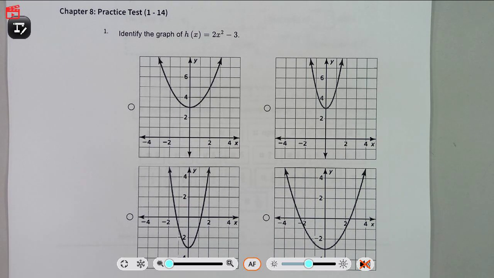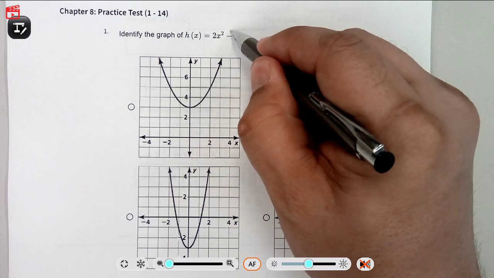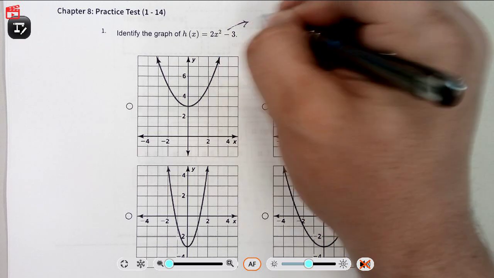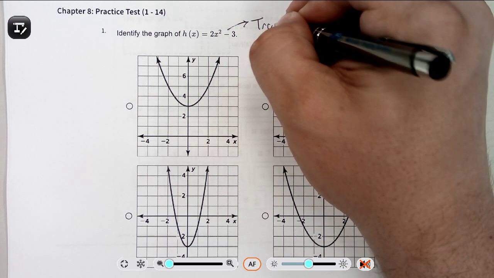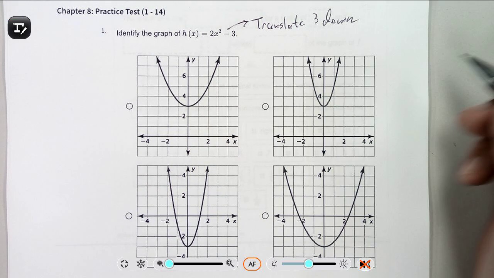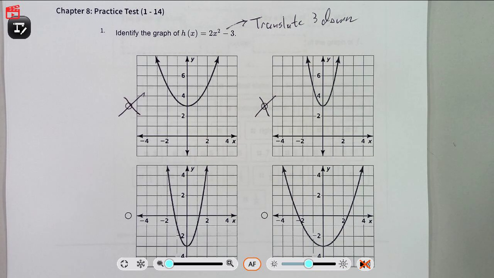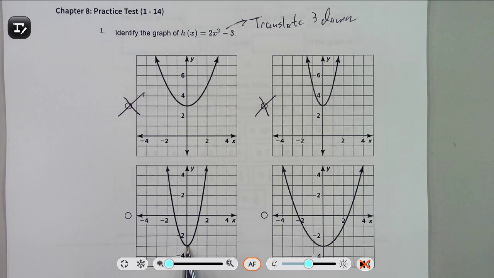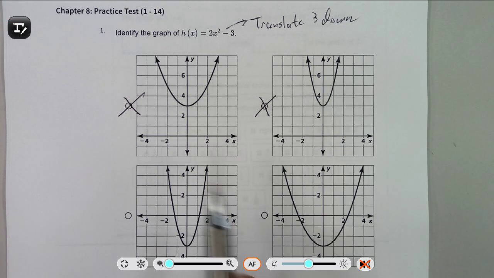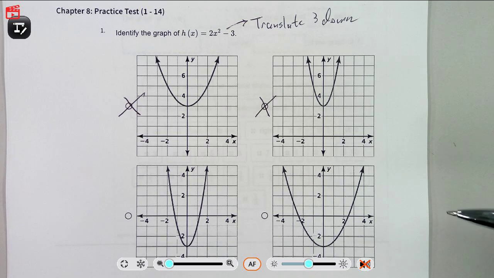Let's begin. Number 1, identify the graph of h of x equals 2x squared minus 3. What I notice about this graph, first of all, is that it has been translated 3 down from the parent function. So that eliminates this answer choice, and that eliminates this answer choice. This could be an answer, this could be an answer. I do know from the a value that it's pointing up, so that doesn't narrow it down.